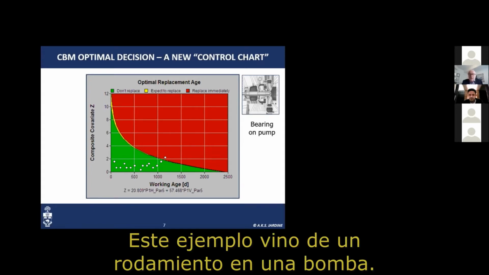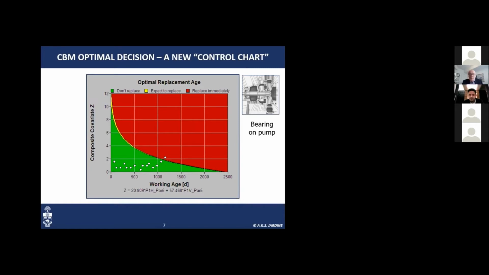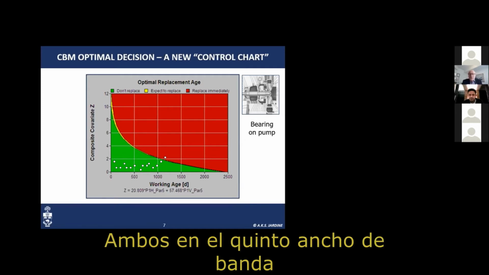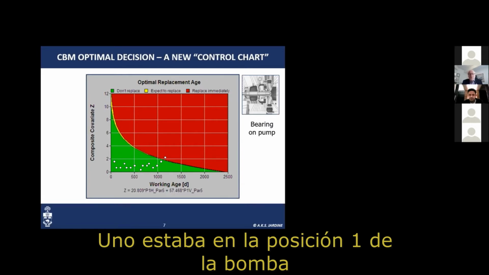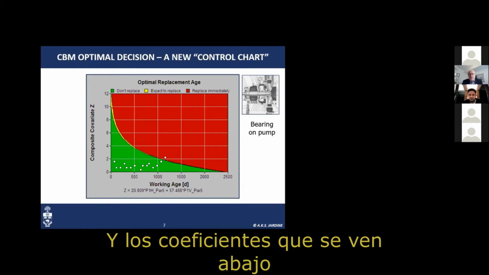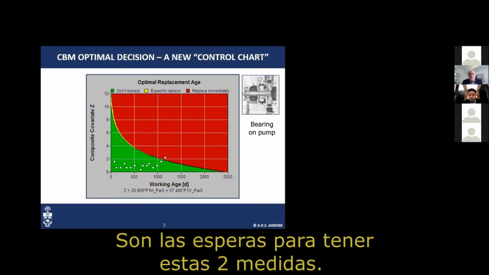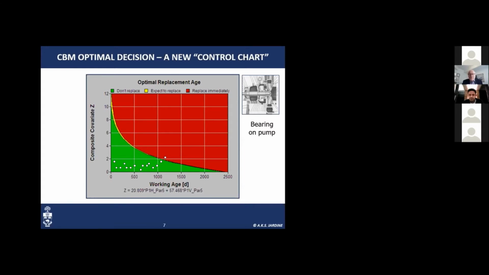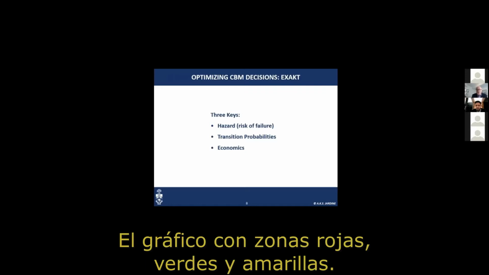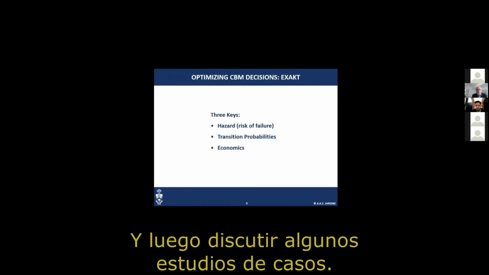For this example, it came from a bearing on a pump. And the important risk factors were two vibration monitoring measurements, both in the fifth bandwidth. One was in position 1 in the pump, and one was in position 1 in the pump, but in the vertical direction. And the coefficients you see in front of these measurements at the bottom are the weightings to give to these two measurements. Now what I want to do is to show you how to get that red, green, and yellow chart, and then discuss some case studies.